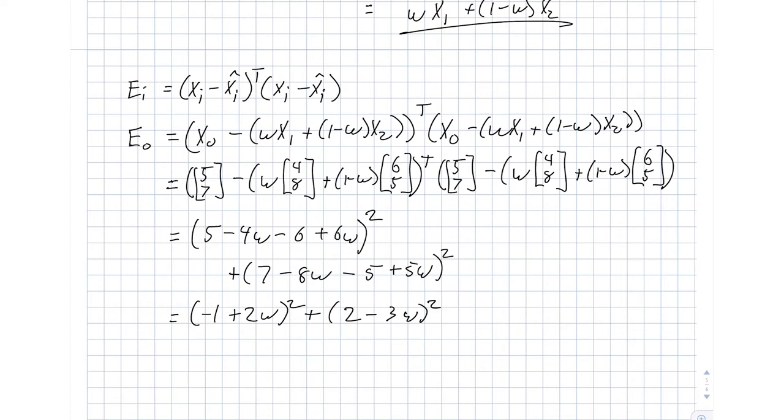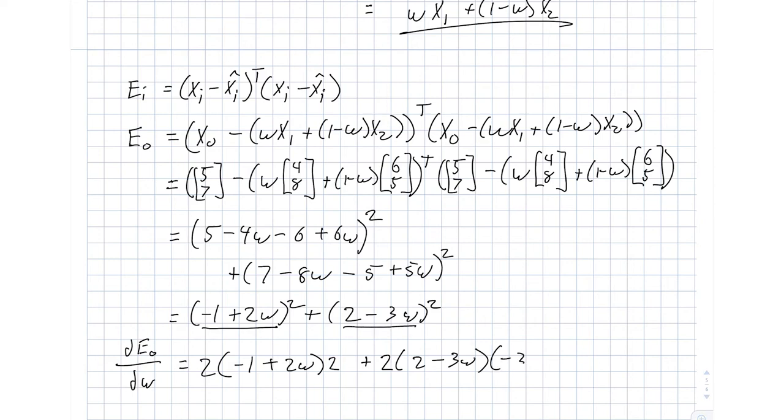So we can ask how E0 is going to vary as we vary w. The way we ask that in a partial differential equation form looks like this. So we're going to take the derivative of this thing here on the right-hand side with respect to w. And when we do that, the 2 comes out, and that's my minus 1 plus 2w. And then with the chain rule, we also have to take the derivative of this with respect to w, so there's another factor of 2 out here. And then this other term here, we have 2 minus 3w, and we have to take the derivative of this inside of here, which is negative 3.